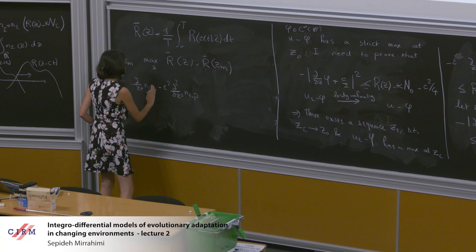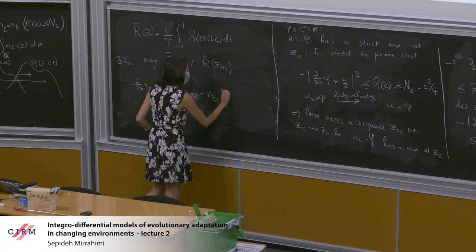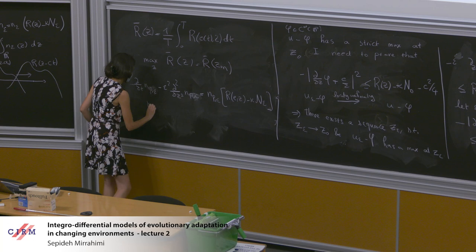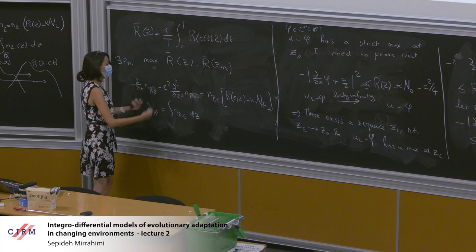So okay, I have to write P epsilon to be in agreement with my notations. P epsilon, R of E and Z minus kappa capital N epsilon. And this capital N epsilon is again the integral of NP epsilon dz. And we have this periodic boundary condition.